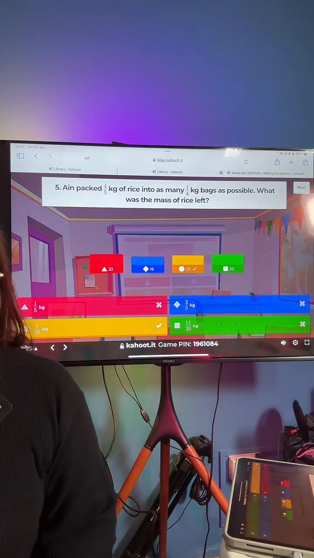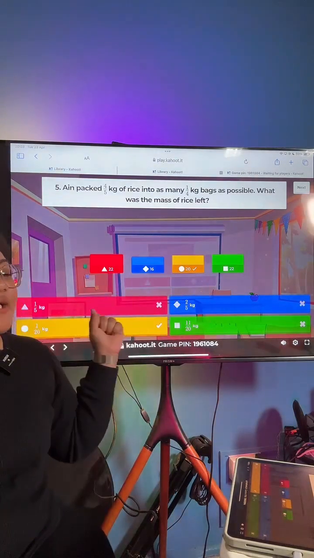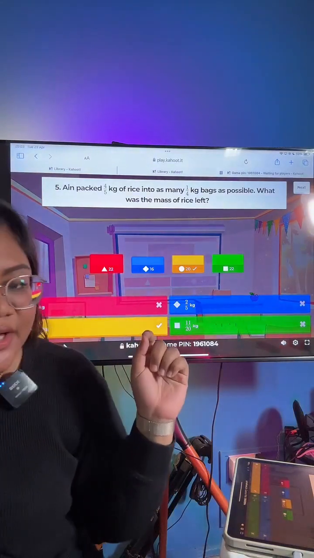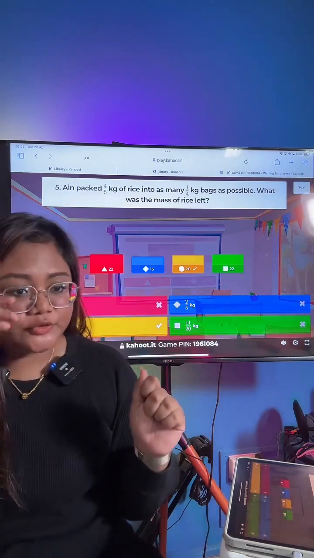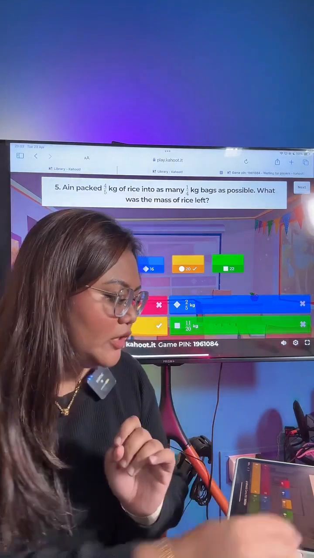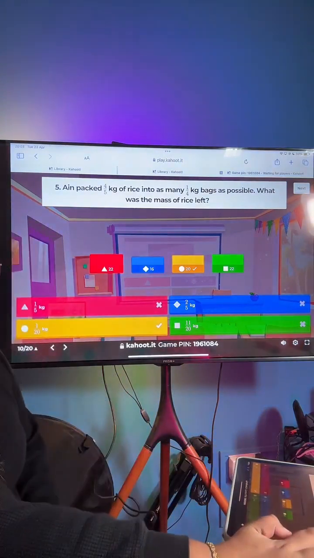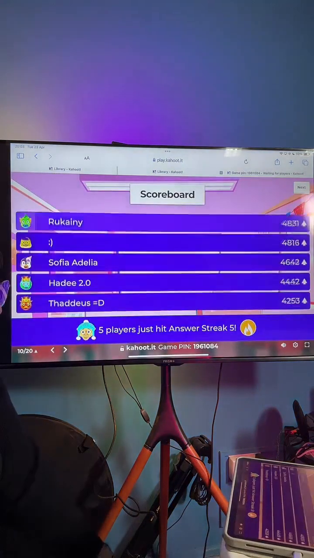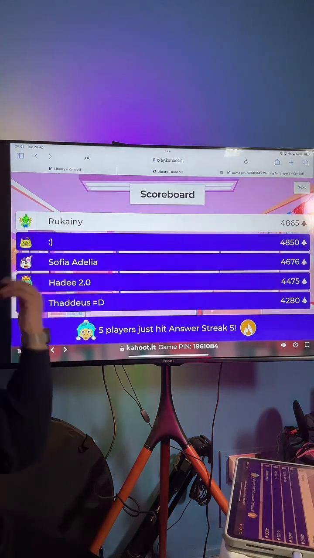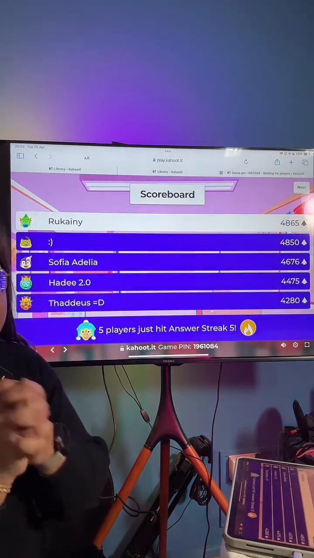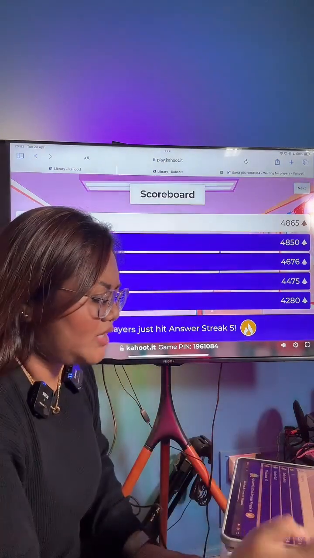Alright, so this question, there are quite a number of answers here. I'm going to explain it to you in the easiest way possible. Right now, let's look at our leaderboard, the top 3 people. Ooh, Rukaini, I have a smiley face, and Sophia Delia, very good. Shall we look at the explanations now? I believe a lot of you are wondering how we got the correct answer.